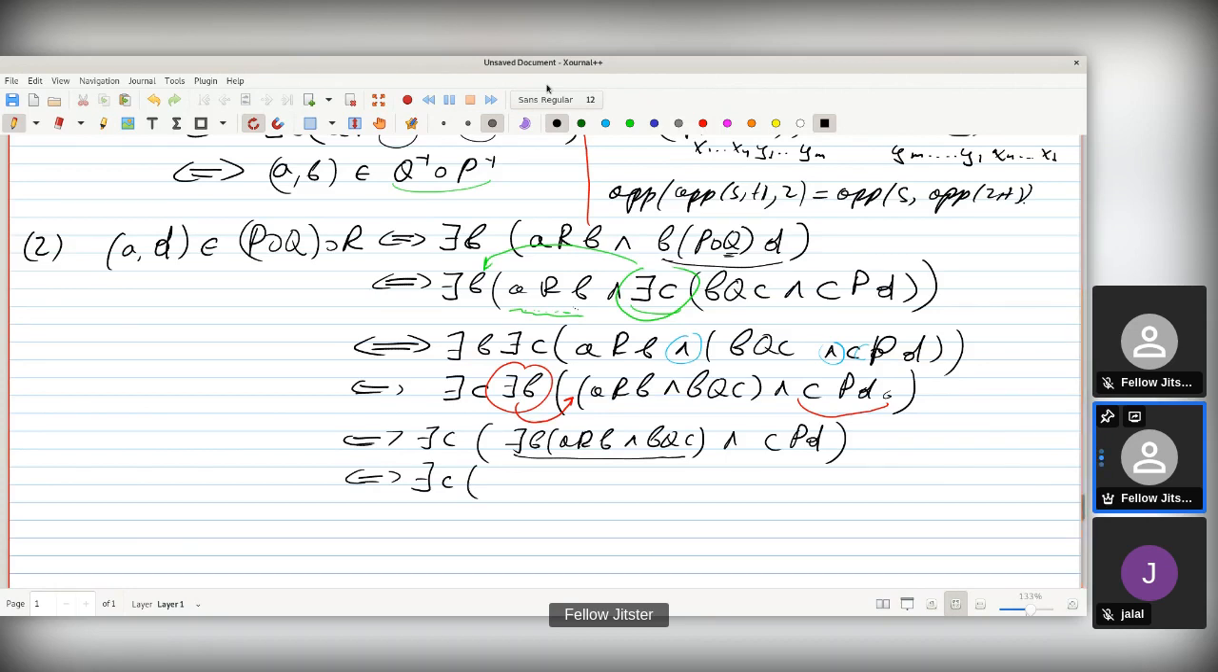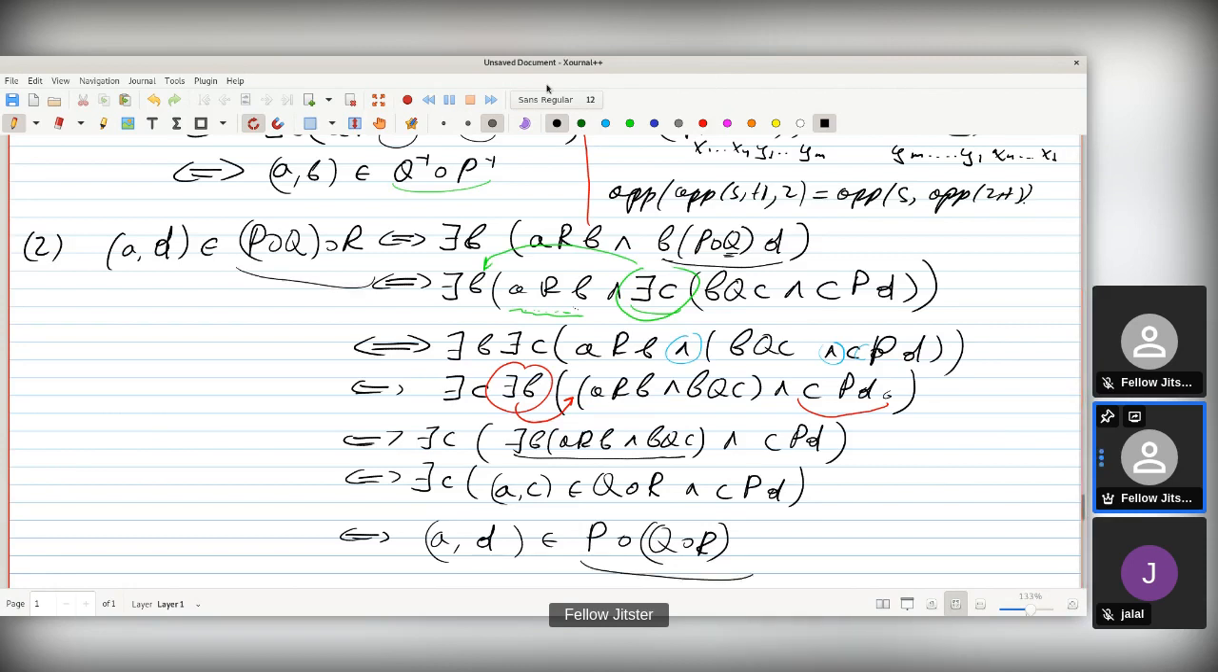That means that there is a two-arrow path from A to C with a change point at B. So that means that AC belongs to the composition of R, first R, then Q. And finally, that means that AD belongs to the composition of two relations QR and then P. Hence, this set equals this one because they consist of the same elements. Is it clear? Yes.